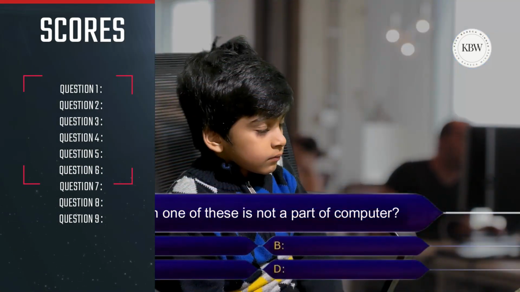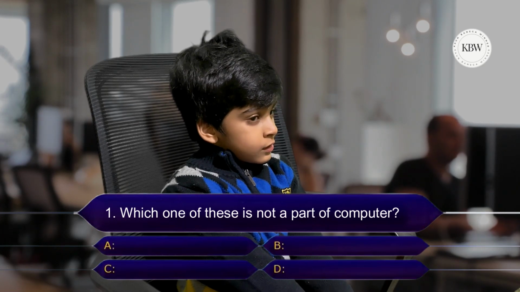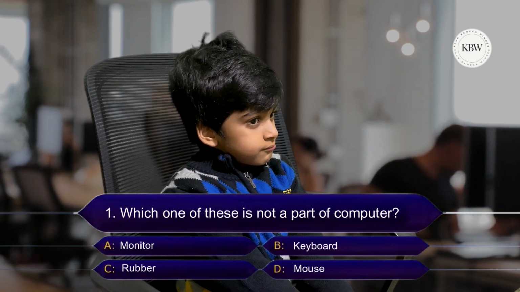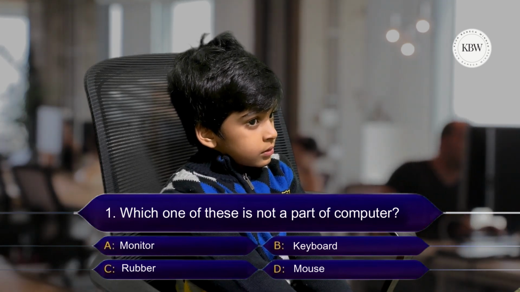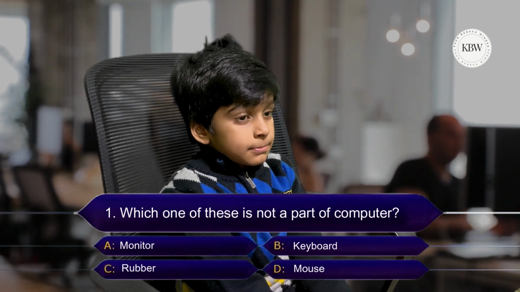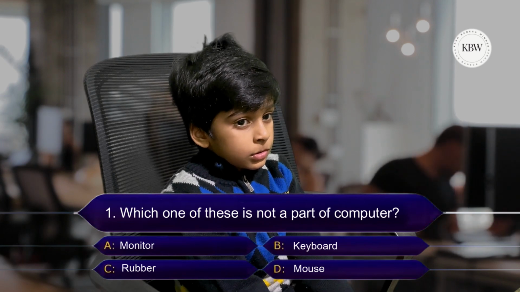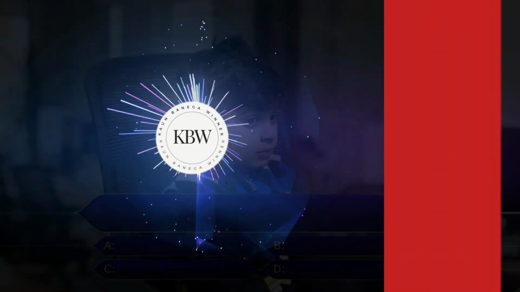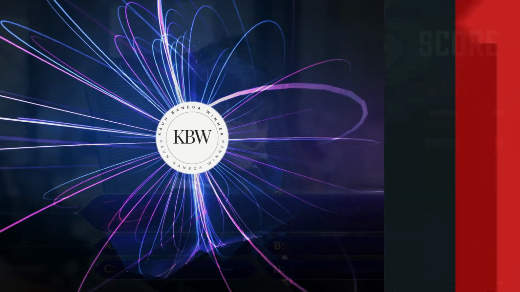First question. Vihaan, are you ready? Okay. Yes. Which one of these is not a part of computer? Option A, monitor. Option B, keyboard. Option C, rubber. Option D, mouse. I'm repeating again. Which one of these is not a part of computer? Monitor, keyboard, rubber, mouse. C, rubber. Very well, Vihaan. A big round of applause to Vihaan.